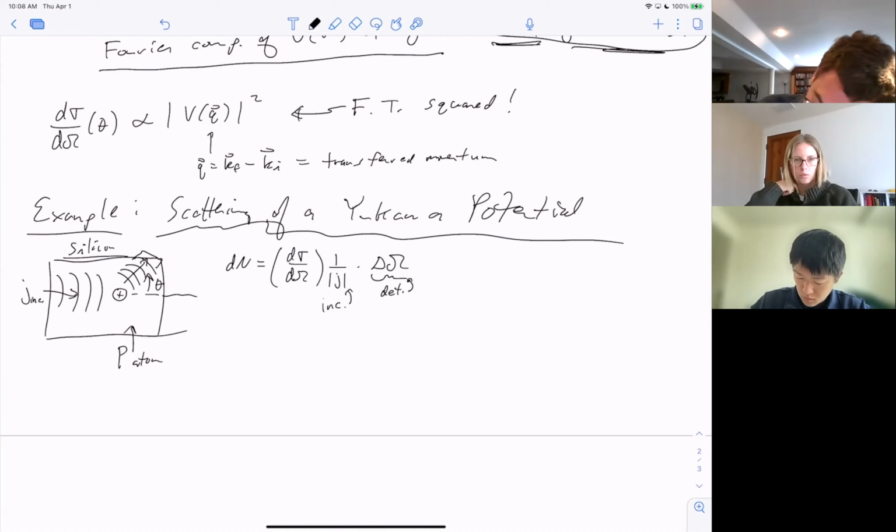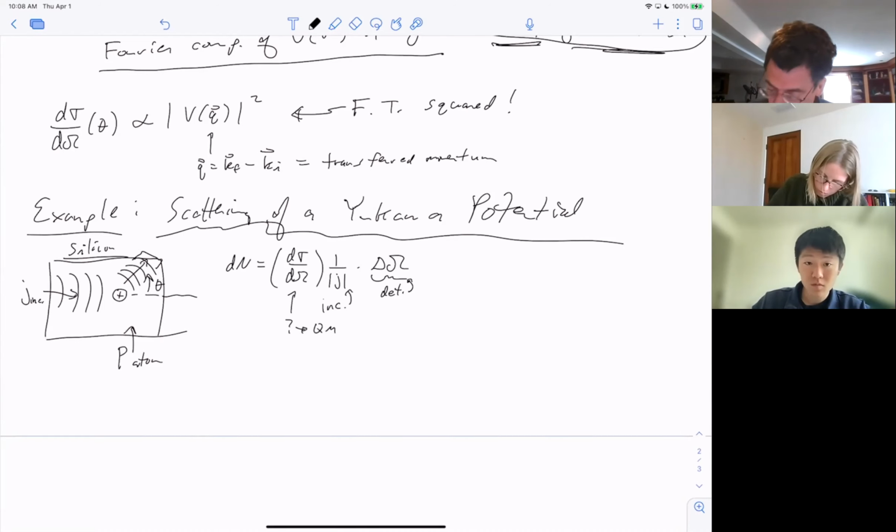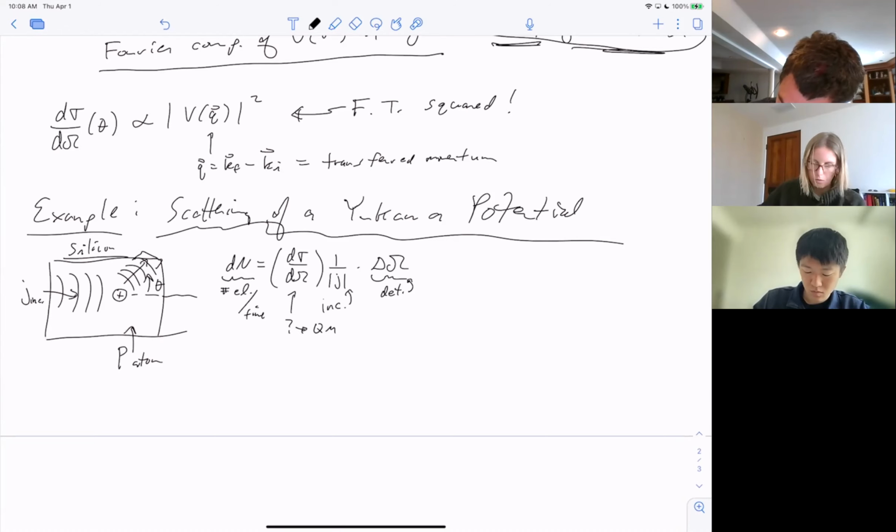I need to know the size of my detector, and then I need to know dσ/dΩ. And this is what I get using quantum mechanics. So this tells me the number of electrons per time that go into my detector. And so all I need to know is dσ/dΩ. dσ/dΩ equals what?